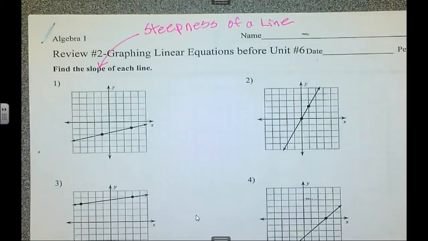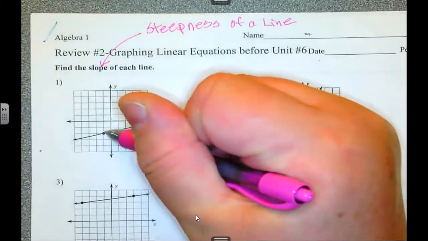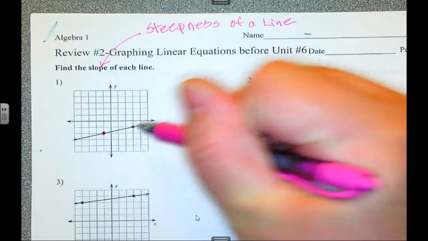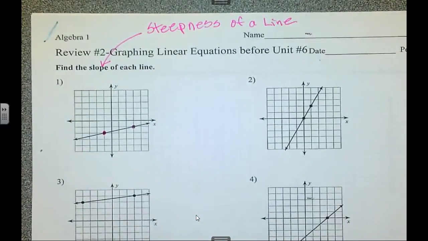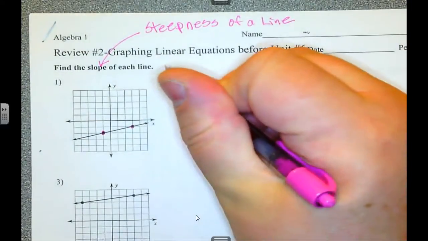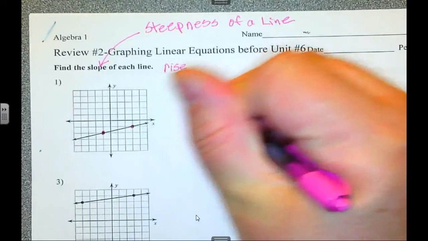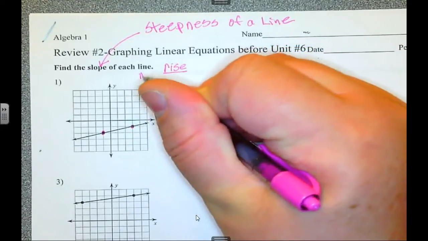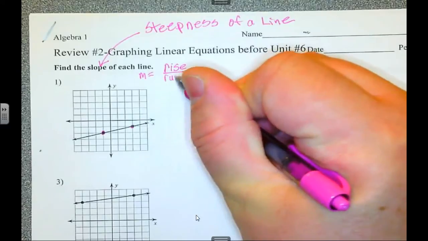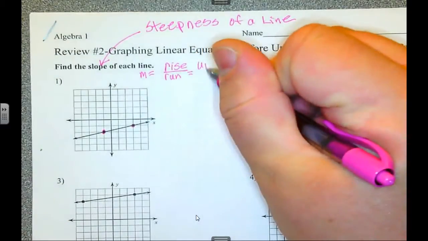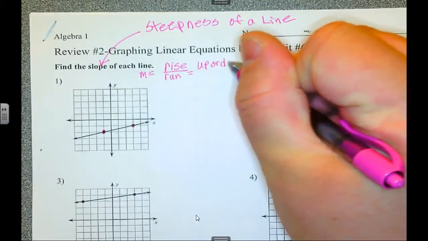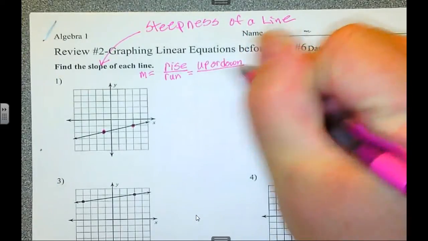The easiest way when you're given a graph to figure out what slope is: just pick 2 points on the graph, preferably where they cross on the grid lines, and just count them, right? Remember, slope is rise over run. Okay, or up or down over left or right.